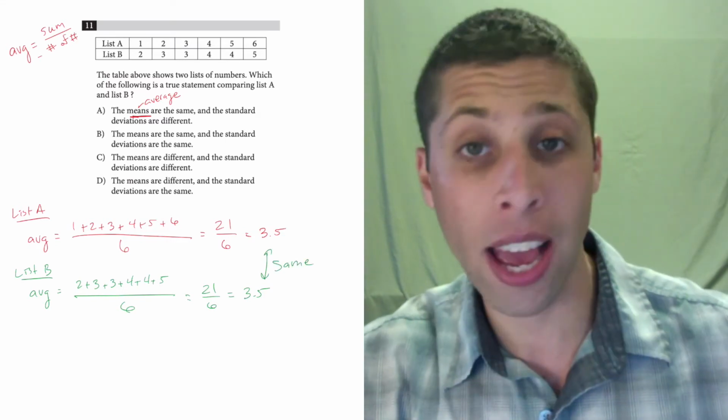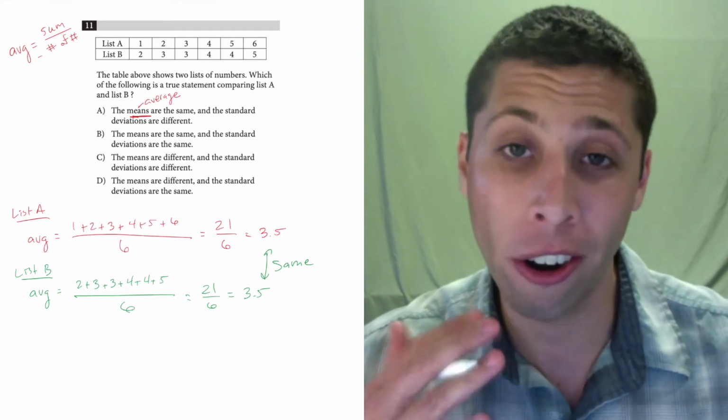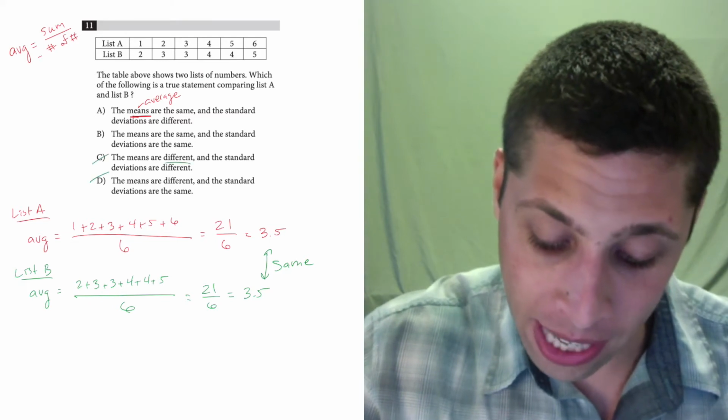So these two things are the same. The average of list A and the average of list B, the mean of list A and the mean of list B, are the exact same thing. So that's going to get rid of choices C and D for us.